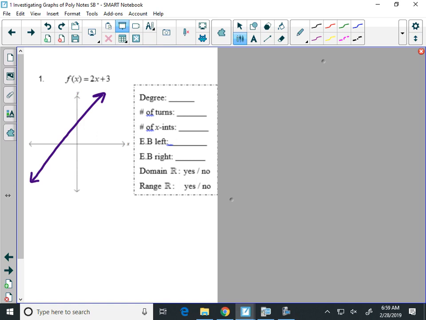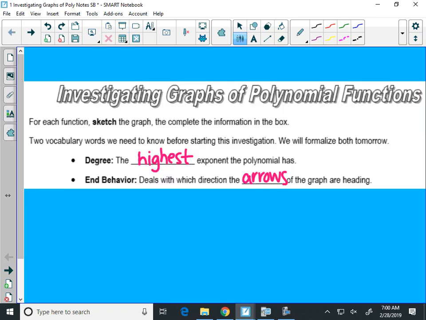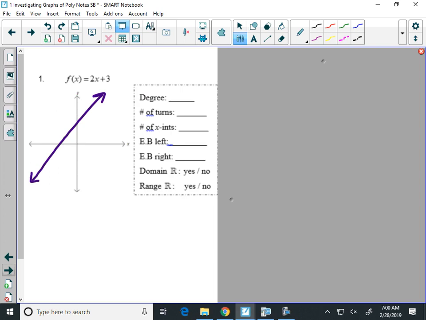Now let's talk about the equation and the graph here. The first line says degree. Now I said just before the degree is the highest exponent that a polynomial has. So I look at the x value, that's where the exponent comes from here, and since it's just a regular x, that has an exponent of 1. 1 is actually the degree because that's the highest exponent that a variable has. This graph is a line, so it has 0 turns. When I talk about x-intercepts, this graph has 1 of them.